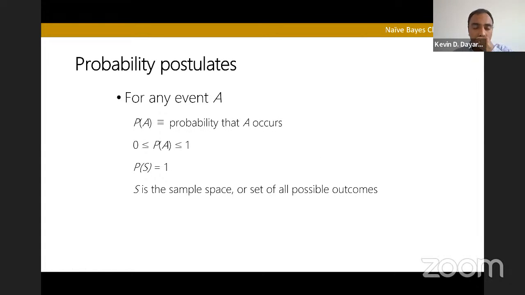For any event A, P of A is denoted as the probability that the event A occurs, and that's between 0 and 1. S is known as the sample space, or the set of all possible outcomes. It is also sometimes denoted by omega, the Greek letter.